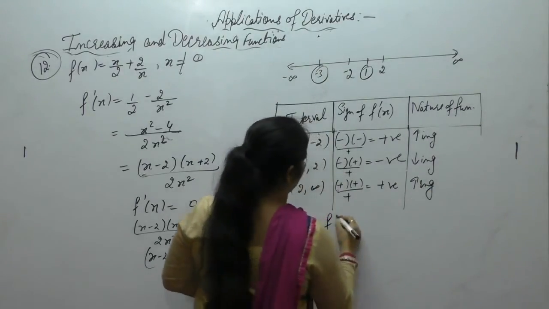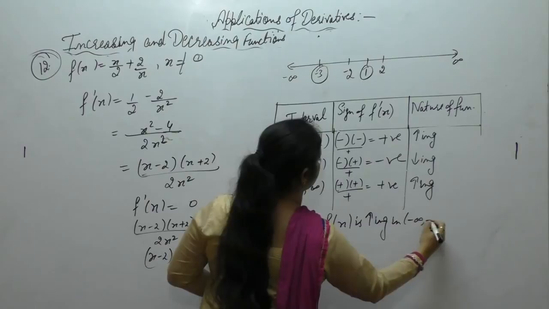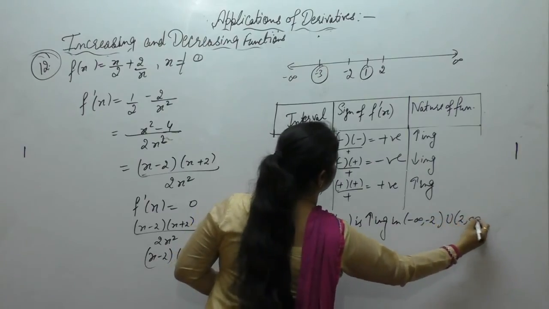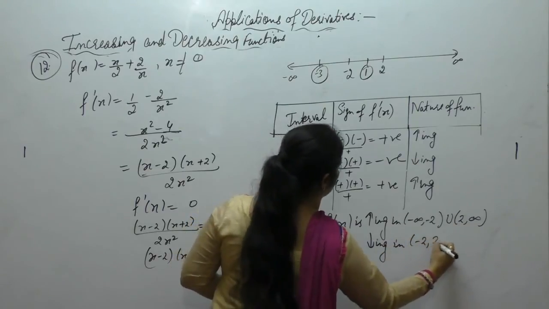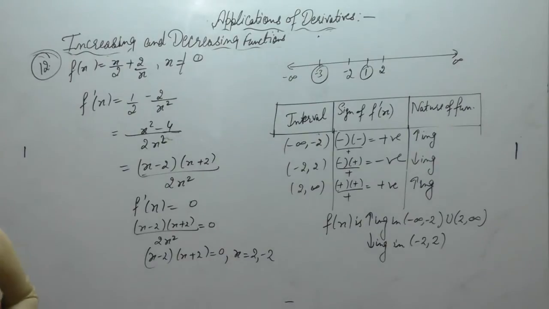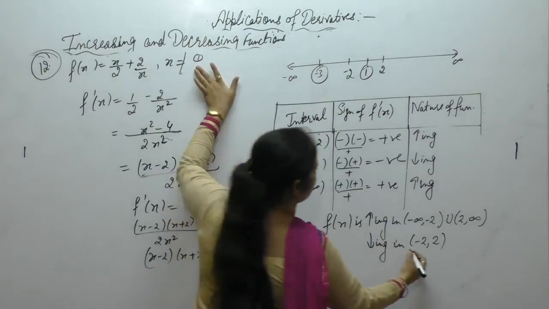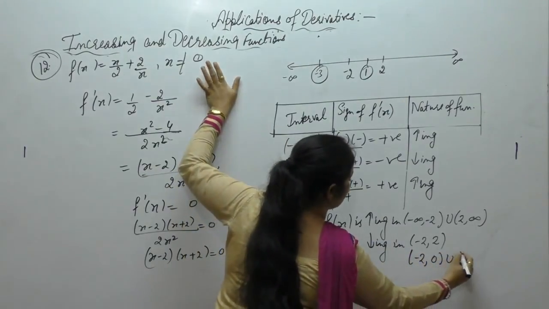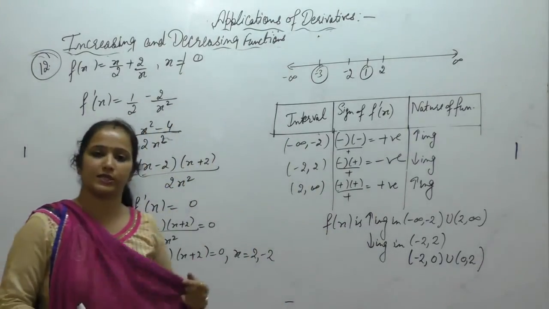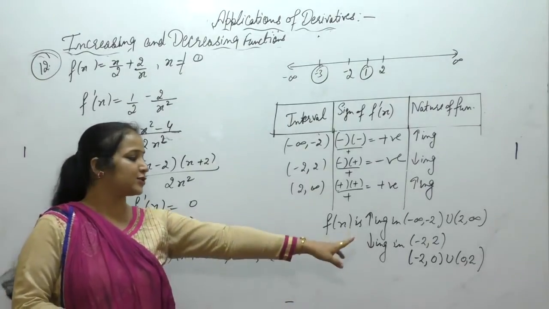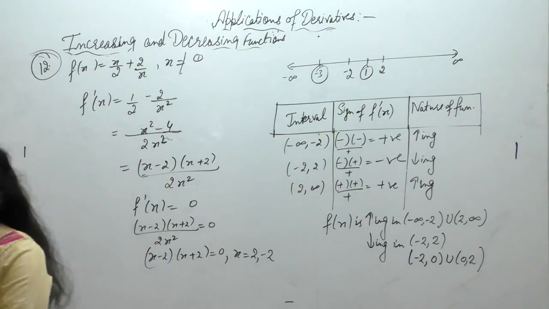So what we get? f(x) is increasing in -infinity to -2 union 2 to infinity, and function is decreasing in -2 to 2. Note it down. And the given condition is x is not equal to 0. So function will be decreasing in -2 to 0 and 0 to 2. At point x = 0, function is not defined. So point 0 will not be included between -2 to 2. Note it down.